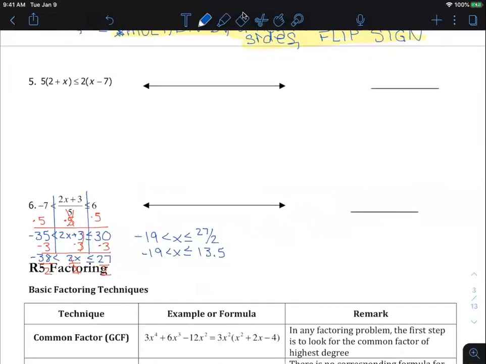I like to look at it visually next. I need to label negative 19 on the left and 13.5 on the right, or you can use the 27 over 2. Totally fine. This is saying x is greater than negative 19, so I'm going to the right, and it's less than 13.5. So this is an and problem here, okay? So if you need to refer back to an and problem in your notes, that's the one you're looking at.